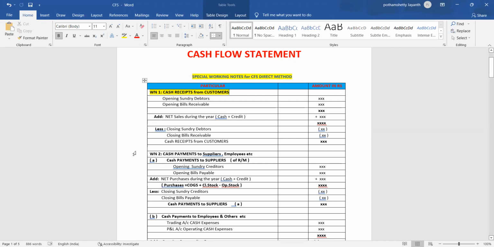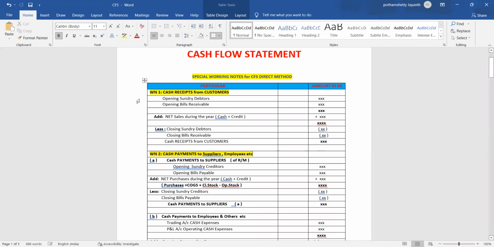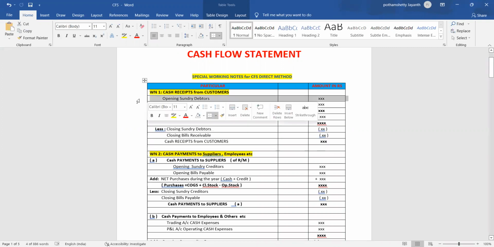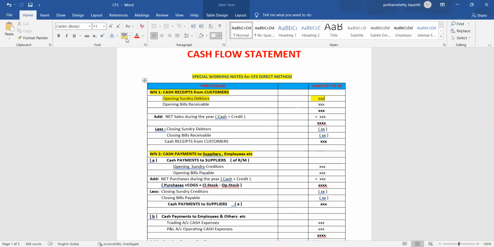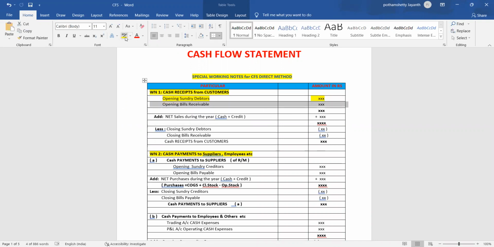Okay, next we are going to see working note to cash payment to suppliers and employees. If we do these two working notes, remaining rest of the things are under pro forma itself. Directly we can do from there. So first we need to take opening sundry debtors and opening bills receivable. Just look at what is being highlighted.